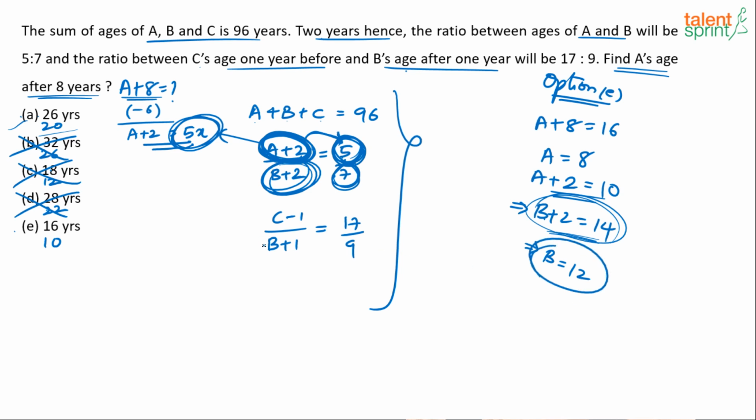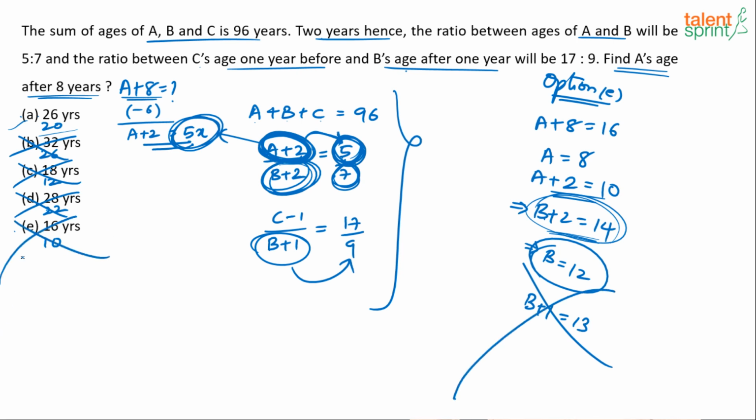And what should be B's age after 1 year? According to this ratio, B's age after 1 year should be a multiple of 9. What is B's age after 1 year? 13. Is 13 a multiple of 9? No. Hence option E is eliminated. So option A has to be the correct answer.